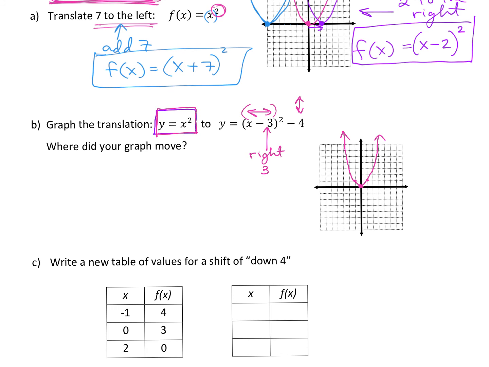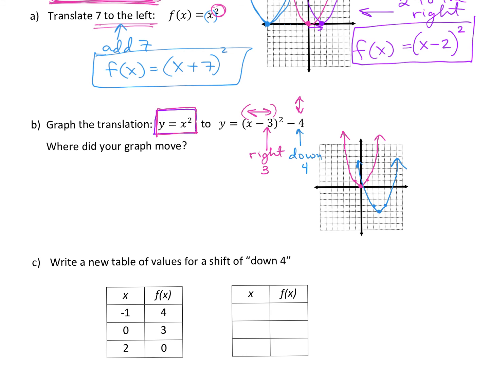Remember, inside is left and right. Outside is up and down. So where is that minus 4 moving us? That's down. That is down 4. Okay, so my parent function was the pink. When I shift it, I'm going to the right 3, 1, 2, 3, down 4, 1, 2, 3, 4. So now my vertex is here, and I can go up 1 over 1 from there and draw that basic parabola.